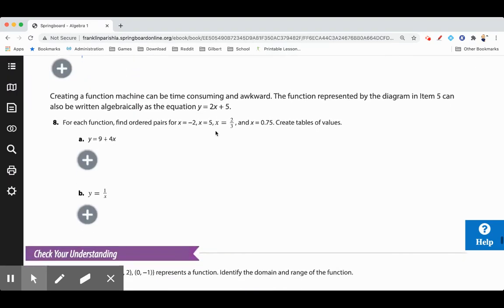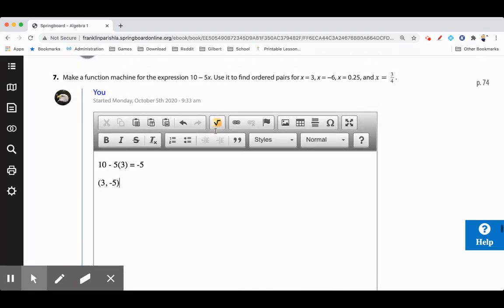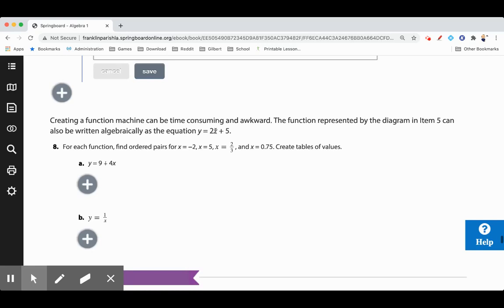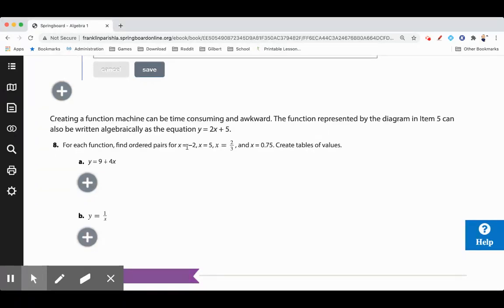Creating a function machine can be time consuming and awkward. Yes, I did not draw the whole picture of the thing. The function represented by the diagram in item 5 can be written algebraically as the equation y equals 2x plus 5. Yes, that makes sense. For each function, find ordered pairs for -2, 5, 2/3, and 0.75. Create a table of values.